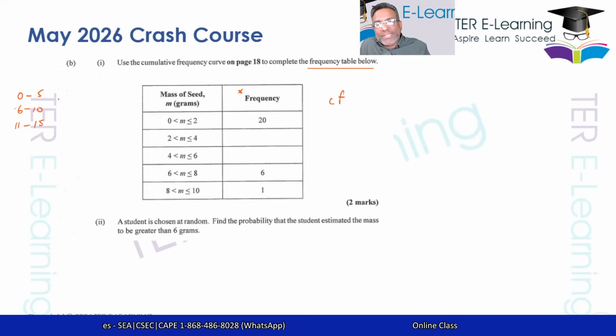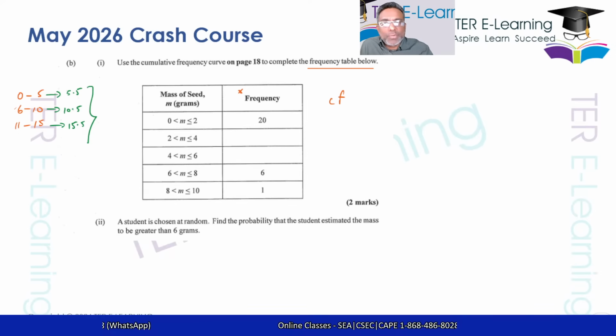When it comes to these kinds of data, your upper class boundary for this will be 5.5. The upper class boundary for this will be 10.5. The upper class boundary for this will be 15.5. So when you plot cumulative frequency, we use upper class boundary.